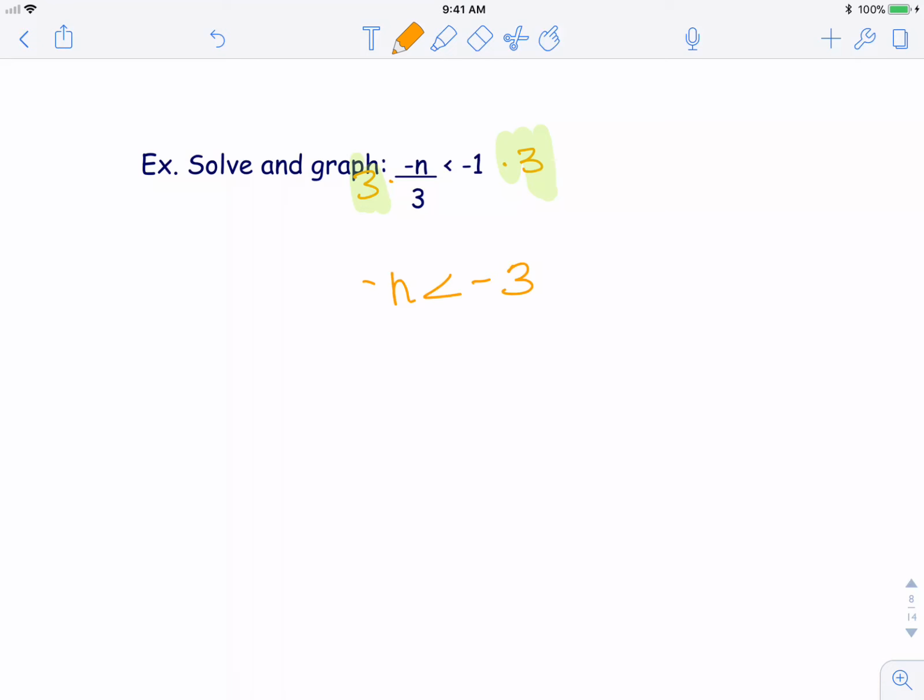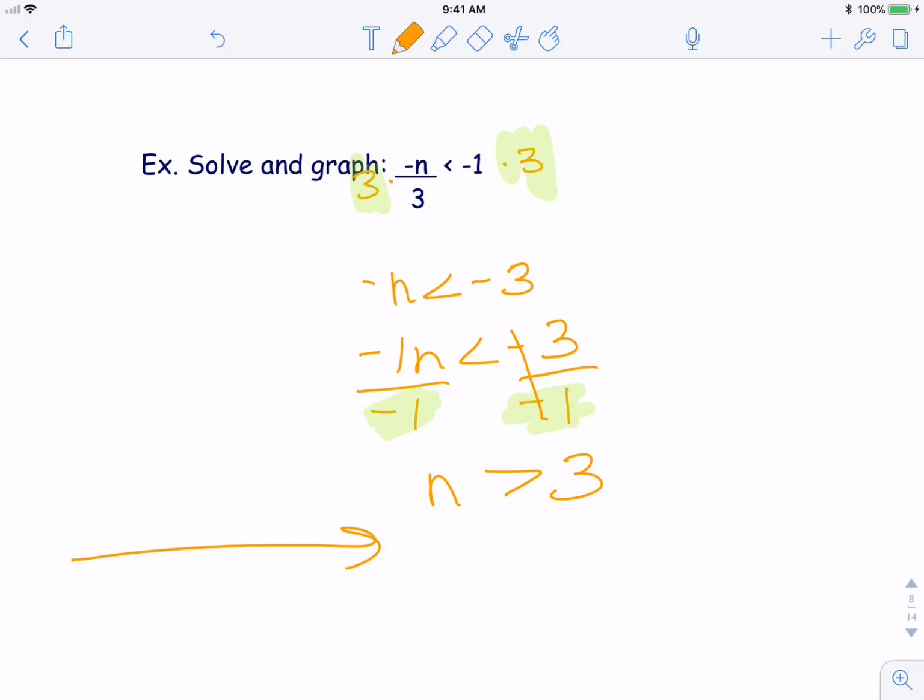Remember, negative n is really saying negative 1n is less than negative 3. So right now I'm multiplying by a negative 1. The opposite of multiplying by a negative 1 is dividing by a negative 1 on both sides. Notice here, though, I am dividing both sides by a negative, so I need to flip my sign. So this results in n is greater than negative divided by a negative turns positive, so that would be a positive 3. So my solution's on my number line. I'm everything that's greater than 3, so I should include an open circle and an arrow to the right.